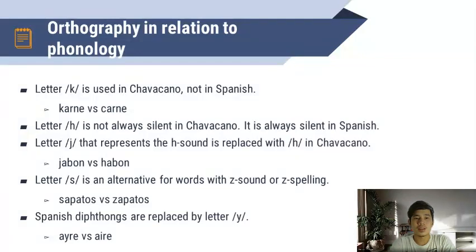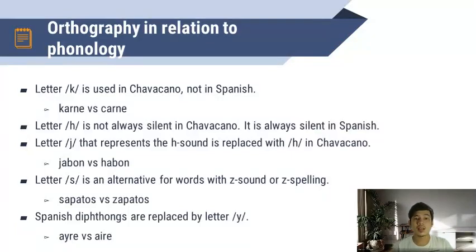Letter J that represents the H sound is replaced with H in Chavacano. So, for example, the Spanish word jabon, which is spelled with letter J, is being spelled using letter H in Chavacano. Although I'm not saying that letter J is not also being used. Letter J is also being used in Chavacano. What I mean here is that both letter J and letter H are used for H sound.